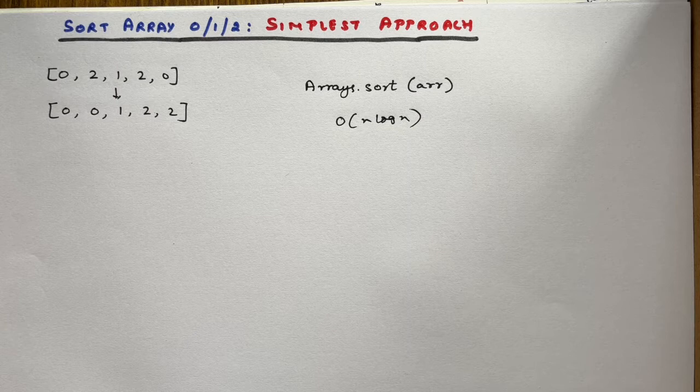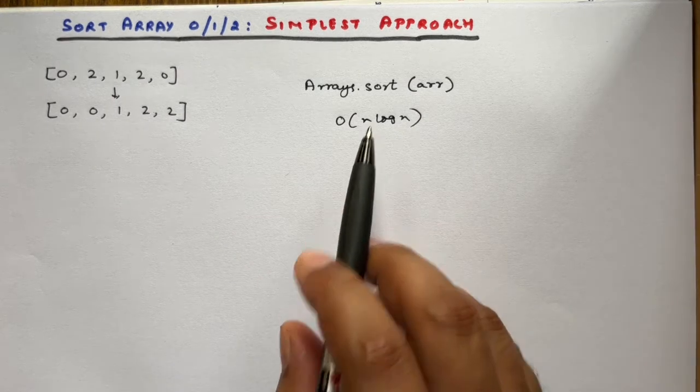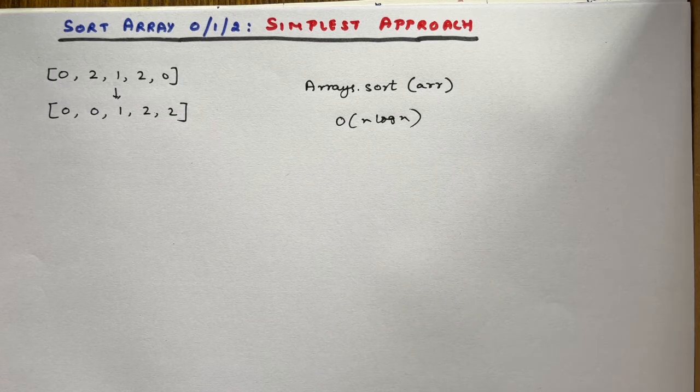What is the simplest thing that comes to mind when we have to sort an array? We can use arrays.sort(arr). And how much time complexity will this take? It will take big O of n log n. Why? Because internally it would use some efficient sorting algorithm like quicksort or merge sort. But is this the best we can do?